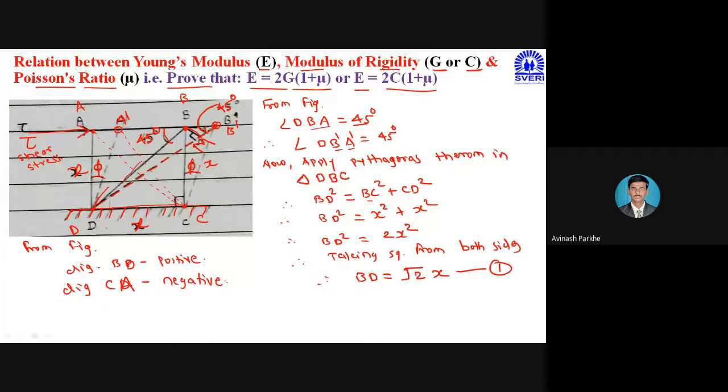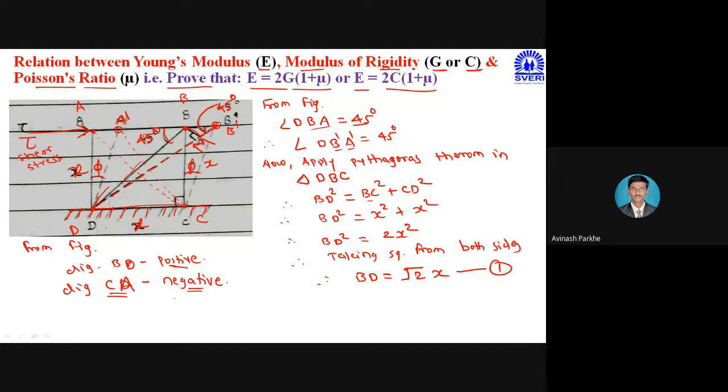This is just for your understanding, because these positive and negative terms we have to use for our further derivation. So please keep in mind, due to the shear stress applied from the left side, diagonal BD is under tension, and we have considered it as positive because there is an increase in length. But the other diagonal CA or AC is under compression. Therefore, for the compression, we have considered it as negative, means diagonal AC goes on decreasing.